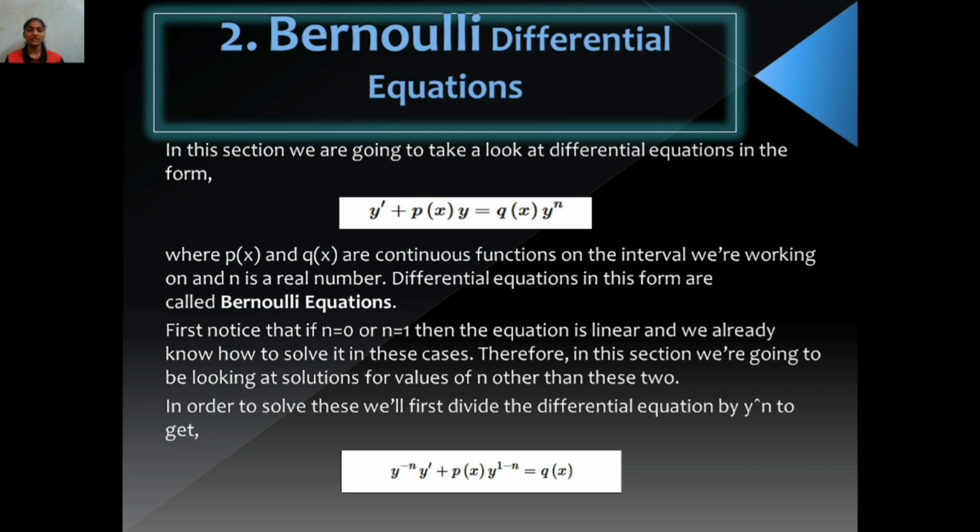First, notice that if n is equal to 0 or n is equal to 1, then the equation is linear, and we already know how to solve these cases. Therefore, in this section we are going to be looking at solutions for values of n other than these two. In order to solve these, we will first divide the differential equation by y to the power n to get this equation, which is y to the power minus n y dash plus p of x multiplied with y to the power 1 minus n is equal to q of x.